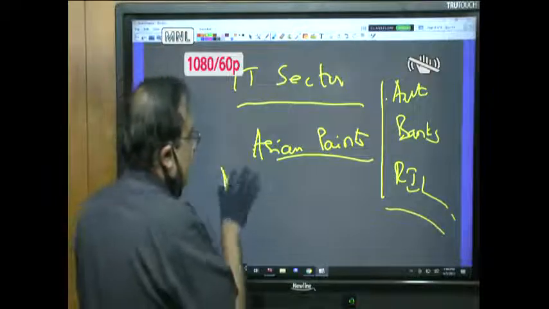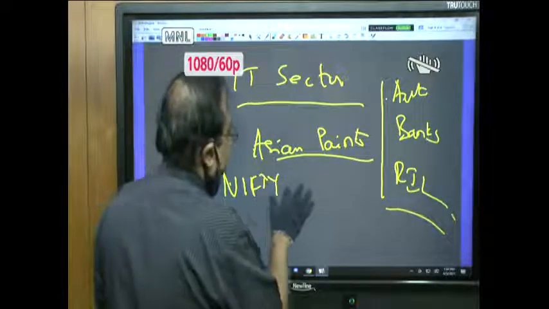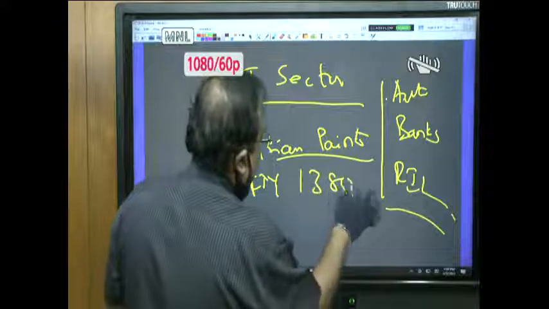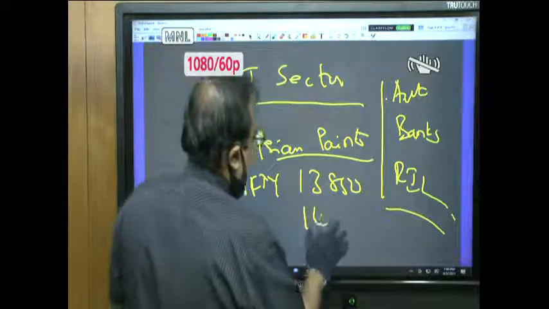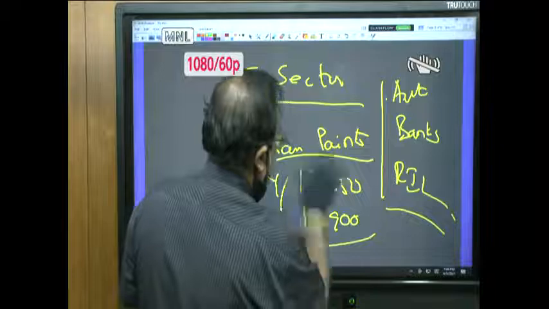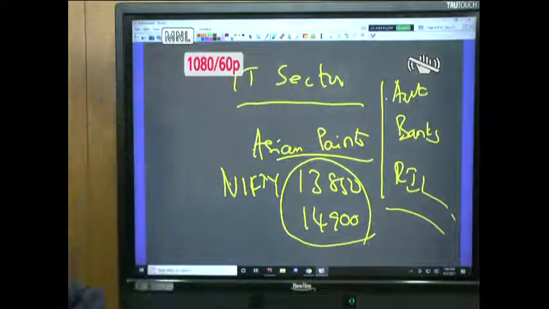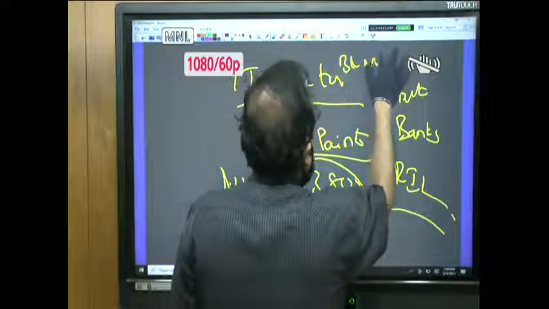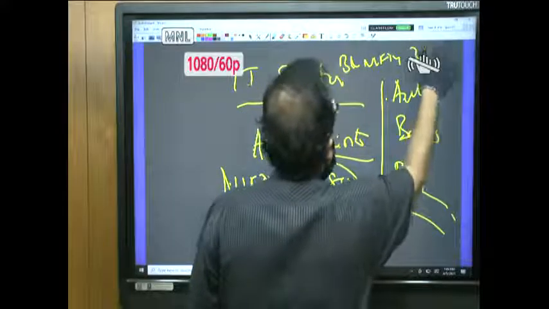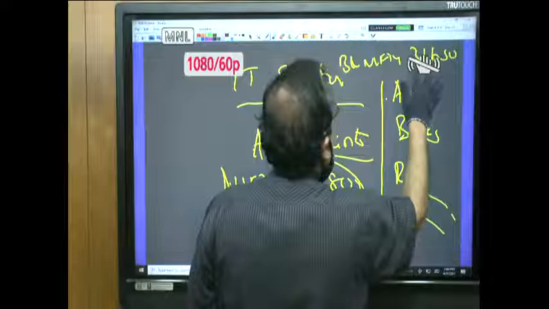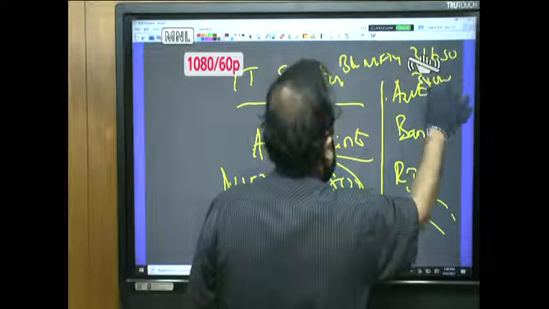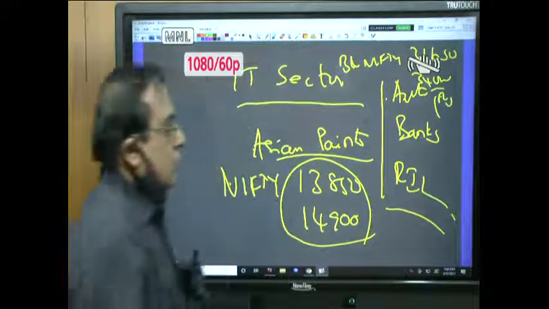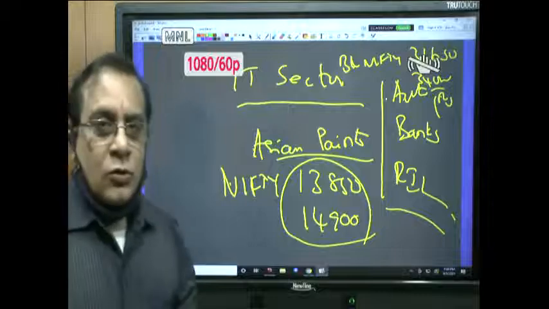And Nifty, I think, just mark this area: 13,850 on the lower side and 14,900 on the upside. Okay, this is a possibility. And Bank Nifty, we are looking at 31,650 on the lower side and 34,000 on the upside as a resistance area. So these are places which we should look at.